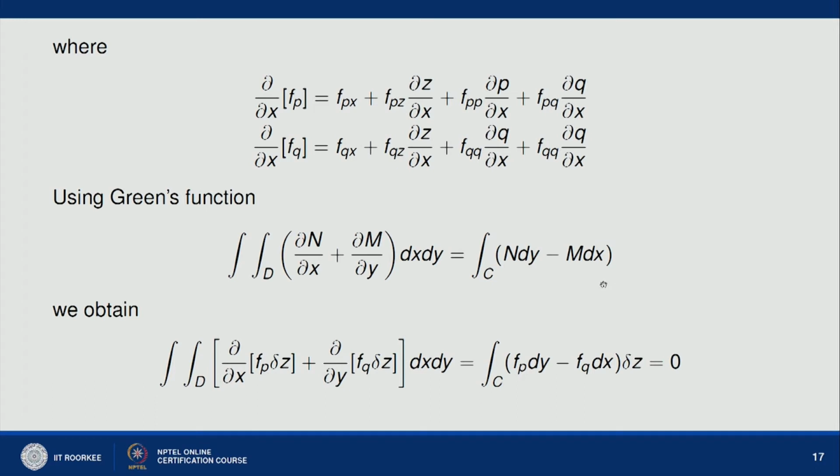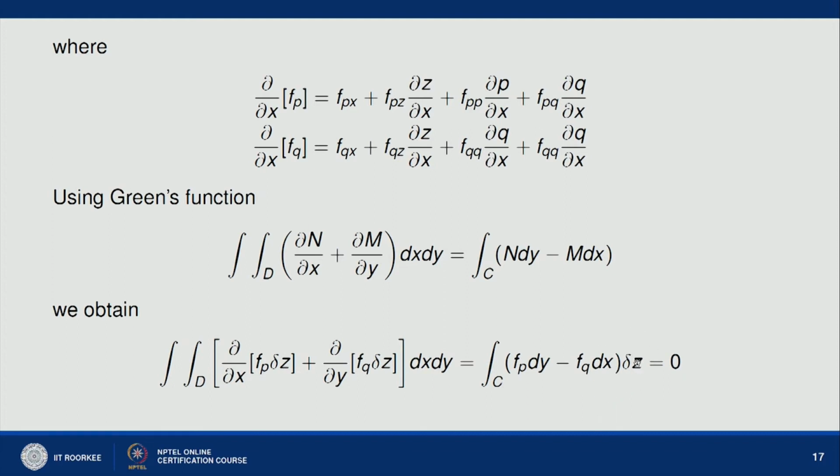So here N is going to be fp delta z and M is going to be fq delta z. Using Green's theorem, you can write the integral over C of fp delta z dy minus fq delta z dx. Now this is coming out to be 0.